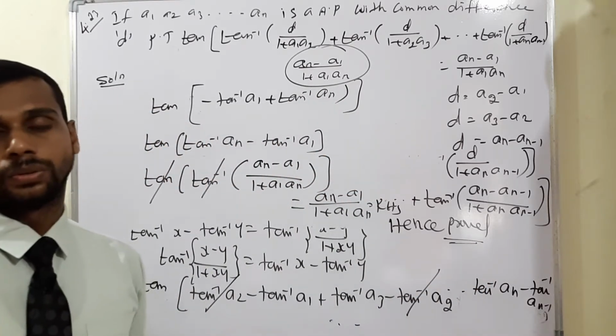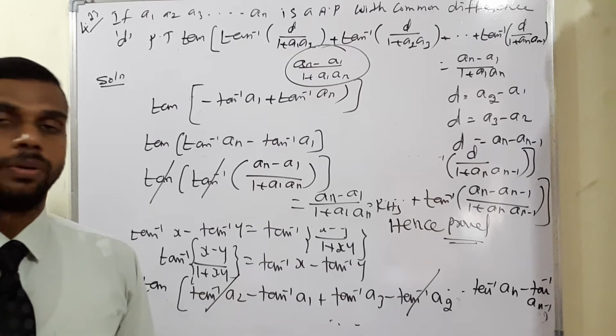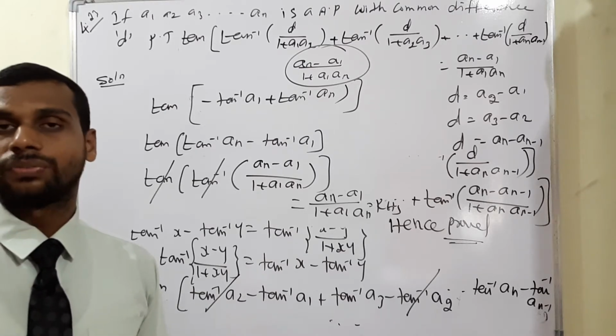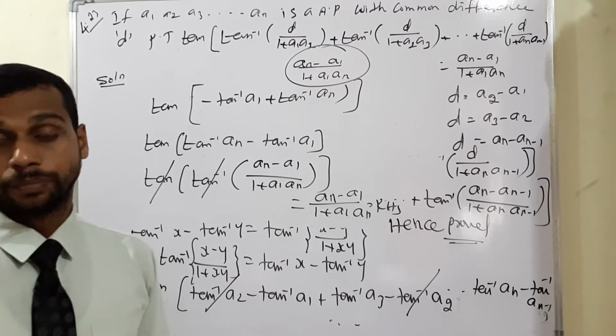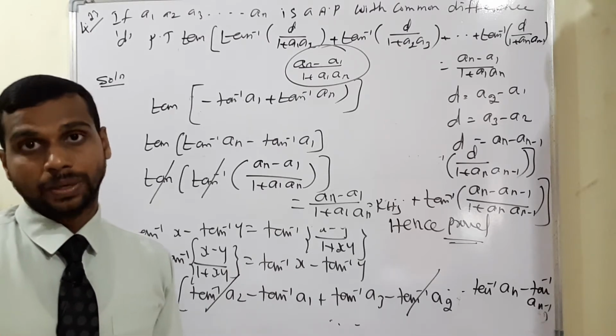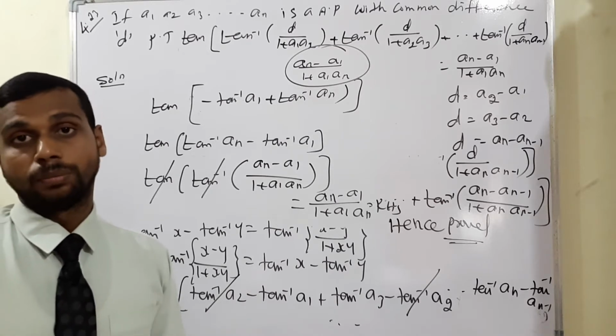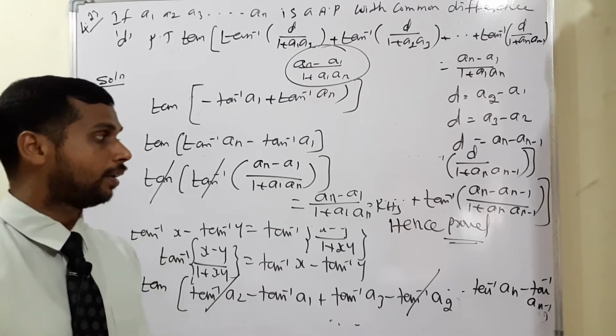You have to be thorough with some basic formulas. What is the formula? Tan inverse x minus tan inverse y means tan inverse of x minus y over 1 plus xy, as well as tan inverse x plus tan inverse y means tan inverse of x plus y over 1 minus xy. Okay, I will continue with the next example.